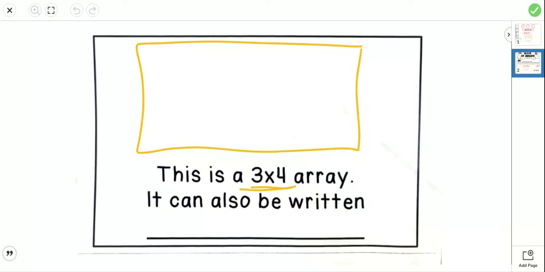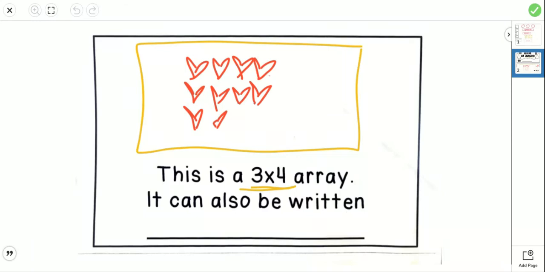3 rows of 4. I did it with circles, but you could be more pretty about it if you'd like. Maybe you want to have more fun than just using circles. You could use little hearts. The only thing that needs to happen with this array is it has to match the times equation or multiplication equation that is on the page or in that box.